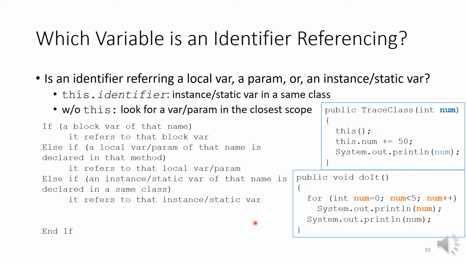Beyond the method, next you need to look into the class scope. Here the num after the for loop is in the scope of this method. But there is no local variable or parameter with that name, so we need to look into the class to see if you have an instance or static variable of that name. If not, then it must be a syntax error.